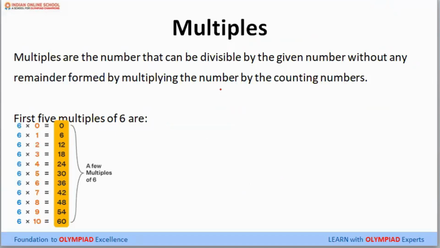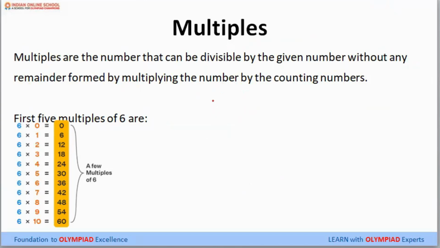Do you know what multiples are? Tell me, what are the multiples? Ma'am, multiply one number by another number. Very nice, very good. Ma'am, like 6 times 1 is 6, 6 times 2 is 12. Correct. So multiples are the numbers that are divisible by the given number without any remainder.